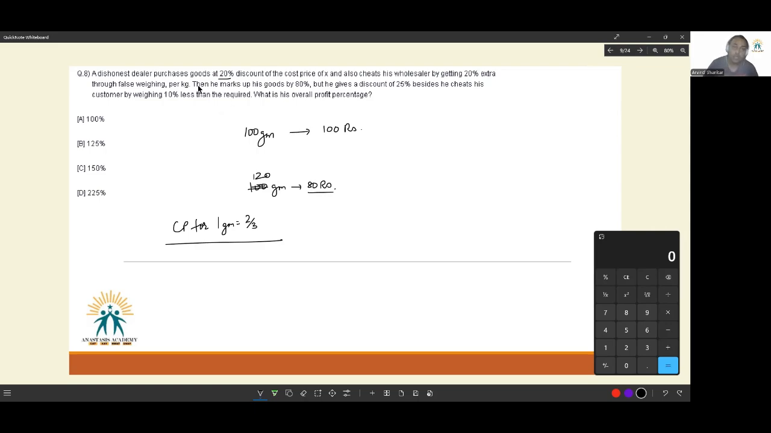Then he marks up his goods by 80%. So on paper, what he is charging is, marked price wise, 180 rupees for 100 gram. But he gives a discount of 25%. If he gives a discount of 25%, 3/4 of 180 is 135. So for 100 grams, he is claiming, and this is MP, but this is the claimed SP.